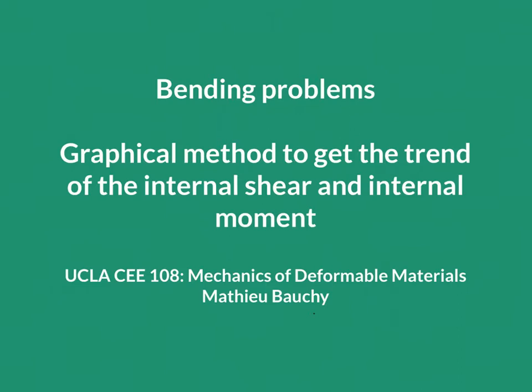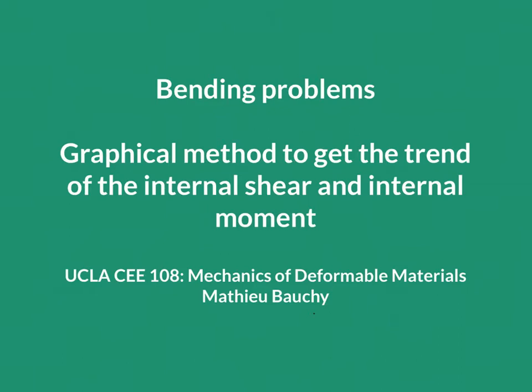But if what you care about is not to have an analytical expression of the internal shear and the internal moment, if all you care about is a trend to see at which point within the beam the internal shear is maximum, it means that in this case the shear stress is going to be maximum at this point. Or if what you care about is to check at which point the internal moment is maximum, which means that at this point the normal stress will be maximum, then in this case the graphical method is a convenient way to quickly get the trend, even if you don't get the analytical equation that is governing the evolution of the internal shear and internal moment.